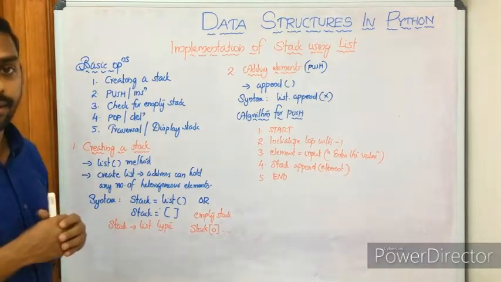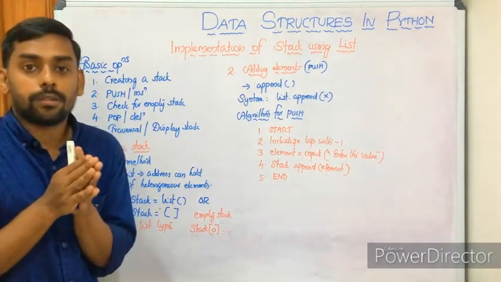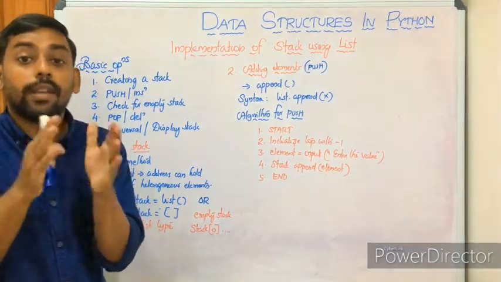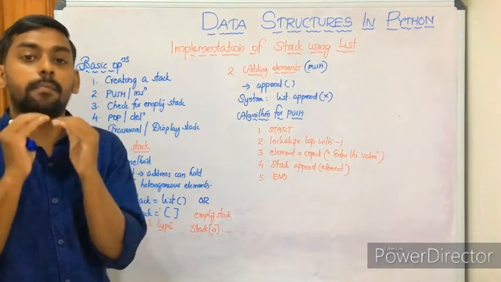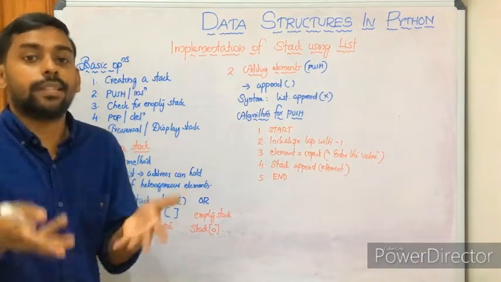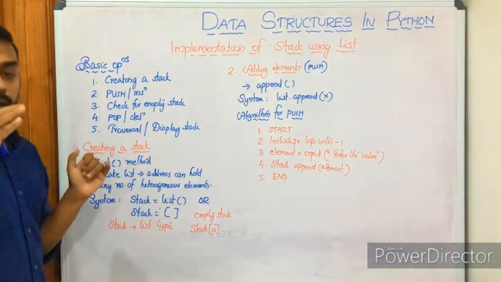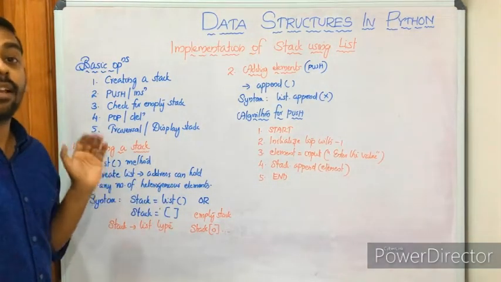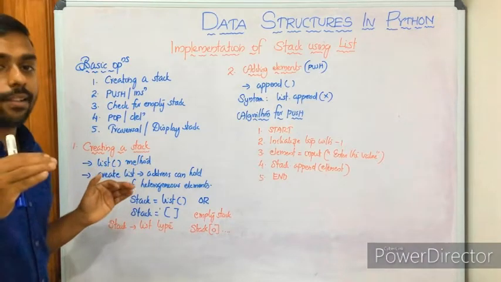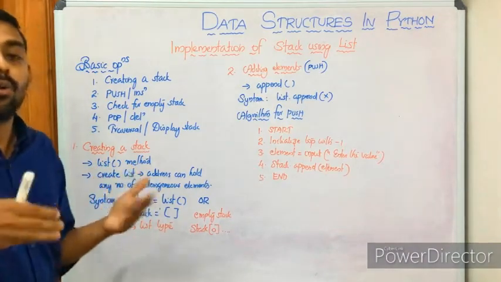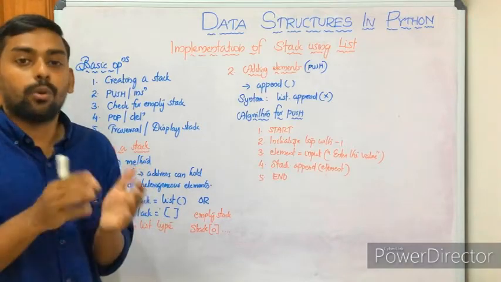How can you create a stack? We know stack is only a concept. Stack and queue are only concepts, and we are implementing these two concepts through a list, right? So we create a stack as a list. How do we create a list? We have already learned how to create a list.